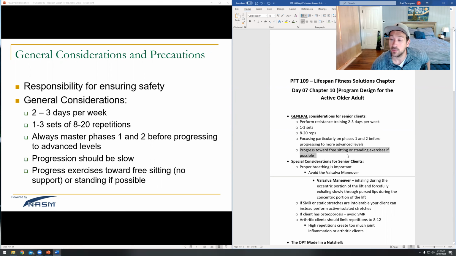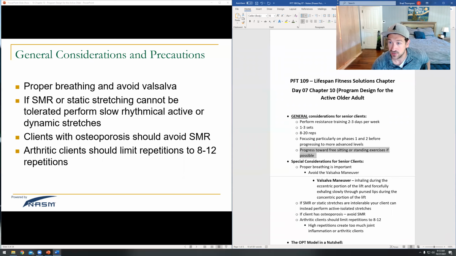And the idea is that we're progressing towards free sitting or standing. Again, one of our priorities with seniors is to keep them upright for the rest of their lives. So we're trying to keep them walking, right? So rather than picking a lot of exercises that have them laying down, we're going to pick a lot of exercises that at least have them sit upright. Ideally not against a support, so they're free sitting upright or standing. And then really ideally, standing on one leg.